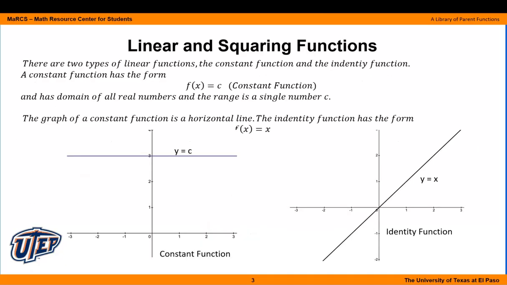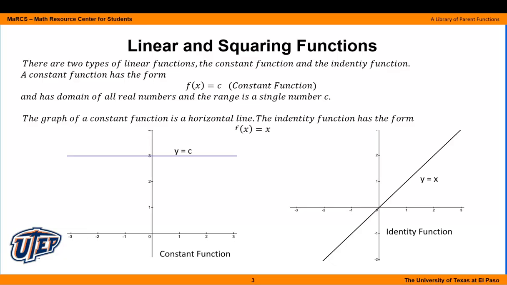Now let's look at two special linear functions, the constant function and the identity function. On the left-hand side, you'll see the constant function. F of x equals some constant c, or y equals c. This is a horizontal line. That means the output never changes.